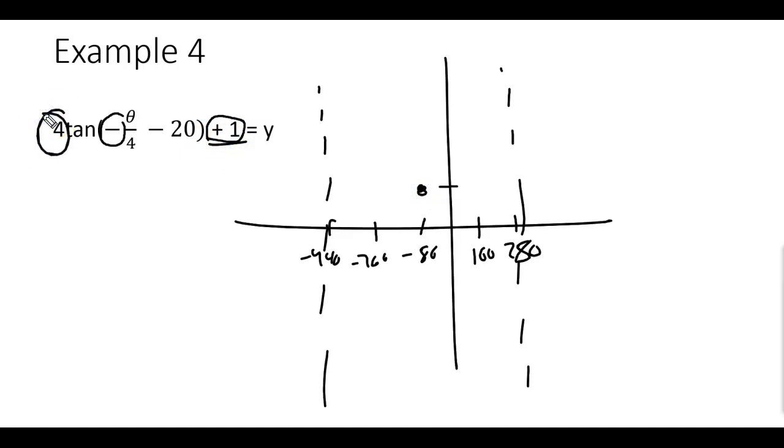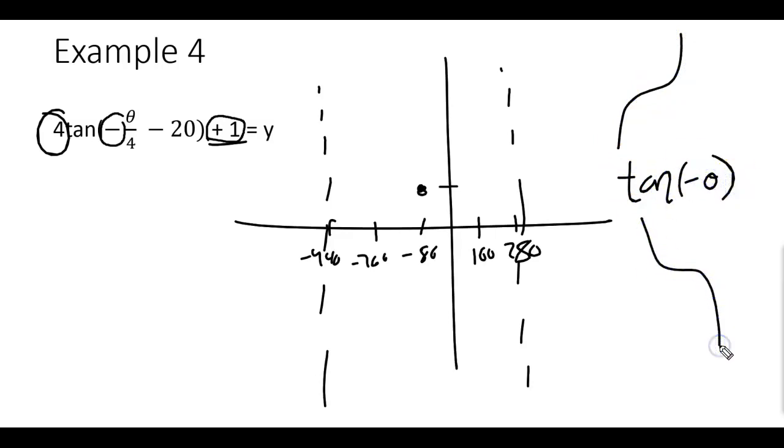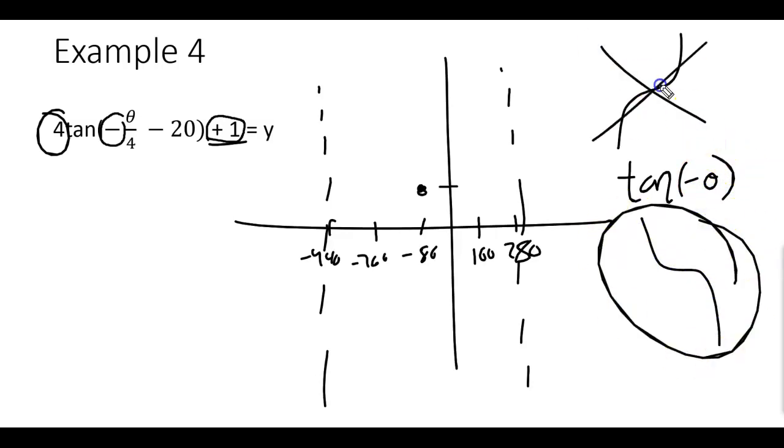Now, this is where things get interesting. You guys know that usually tangent goes like this, but we talked last class about how whenever you have a negative on the inside, it flips your tangent the other way. So our tangent graph is actually going to look like this. It will not look like that. So using this stretch factor then, I'm going to go left 1 and up 4. Right 1 and down 4.